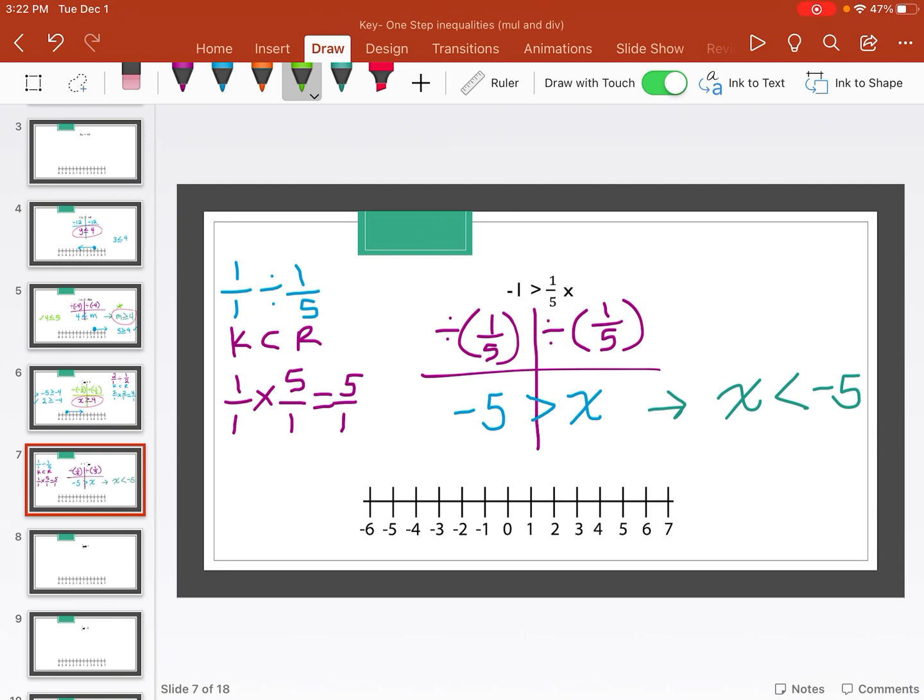So, well, let's go ahead and graph it. So my open circle on -5. And let's plug in. How about 0 is less than -5? That's not correct. -6 is less than -5. That is correct. So I'm going to go towards the -6 to the left.